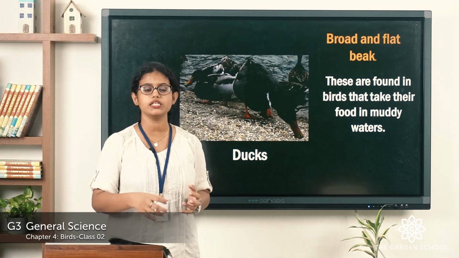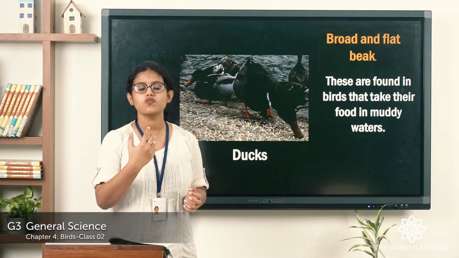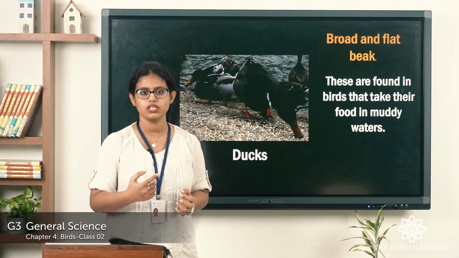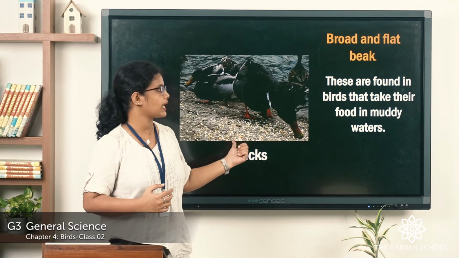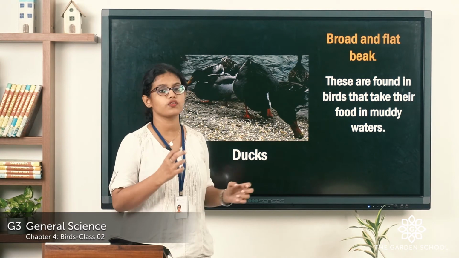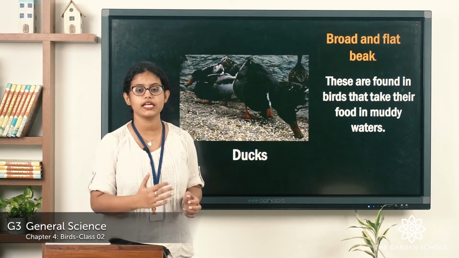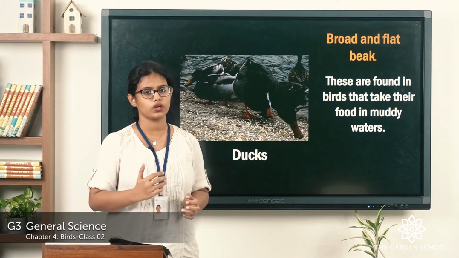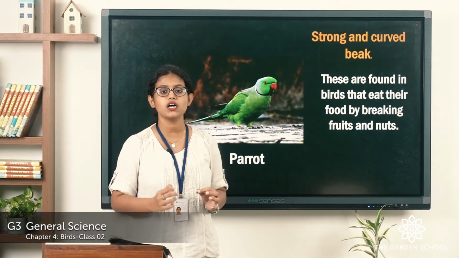So it feeds on these worms and plants in the water. And the water flows into their beak. And this excess water is released out through this hole. So there are birds with broad and flat beak, like ducks and swan, and they feed on worms and plants that live in water.